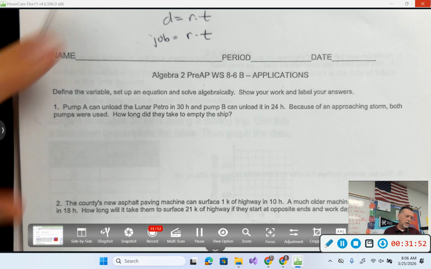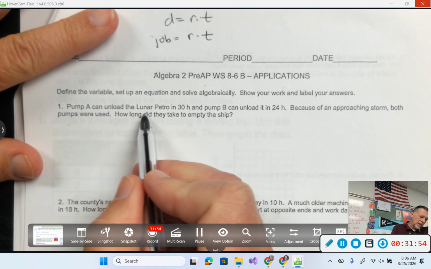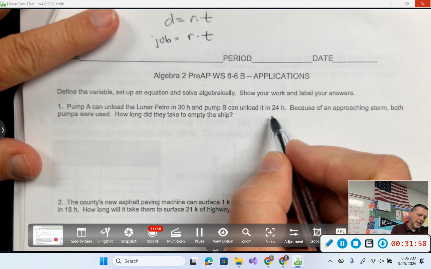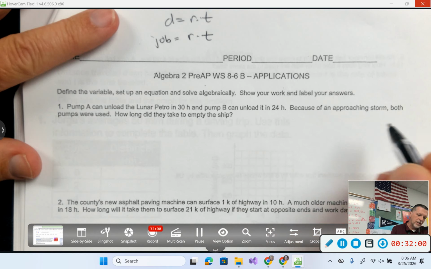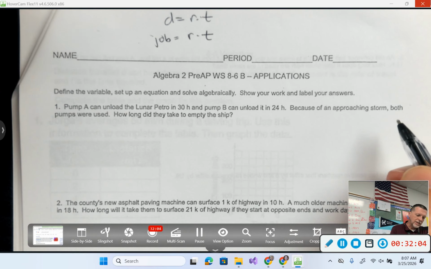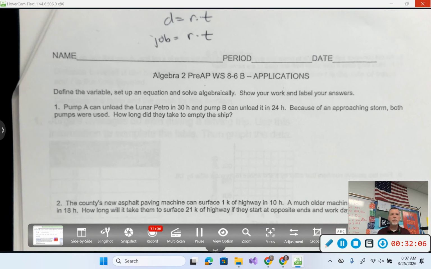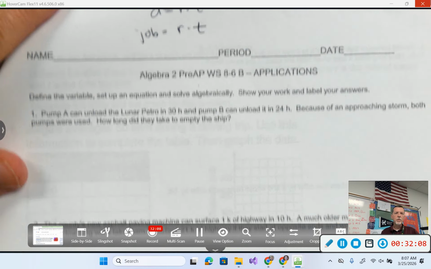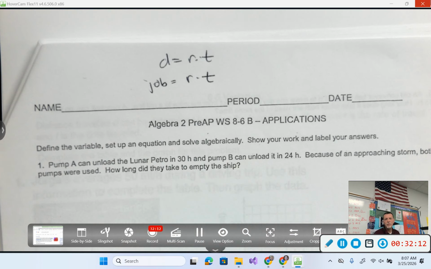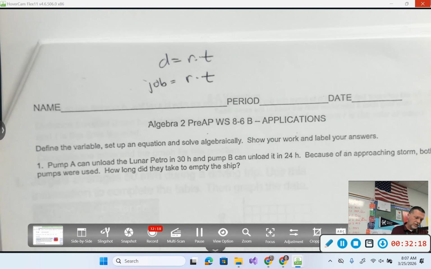Got it. Pump A can unload the Lunar Petro in 30 hours, and Pump B can unload it in 24 hours. Because of an approaching storm, both pumps were used. How long did they take to empty the ship? Is this a distance equals rate times time problem or a job equals rate times time problem? A job. They need to empty the ship because of this storm.